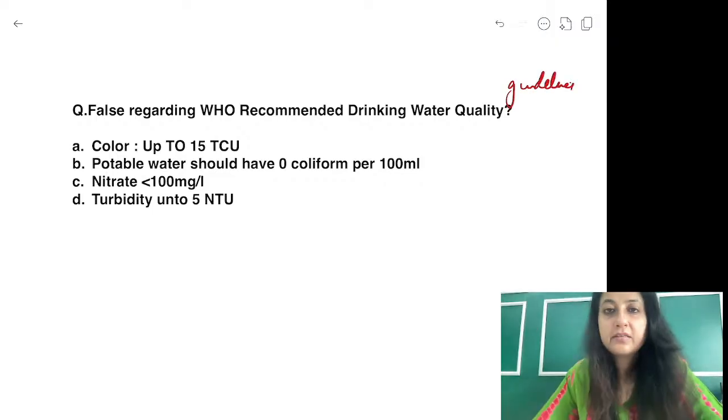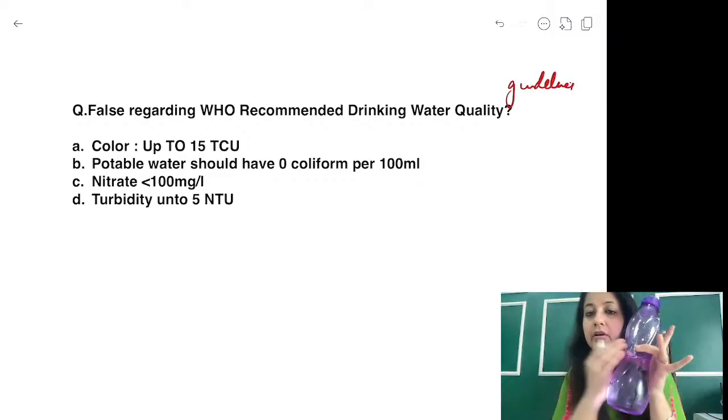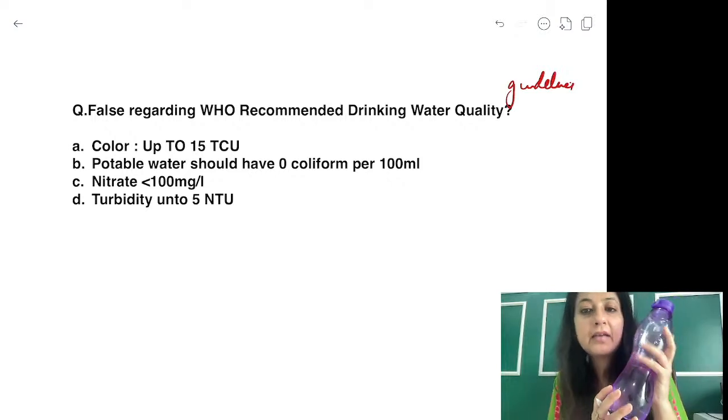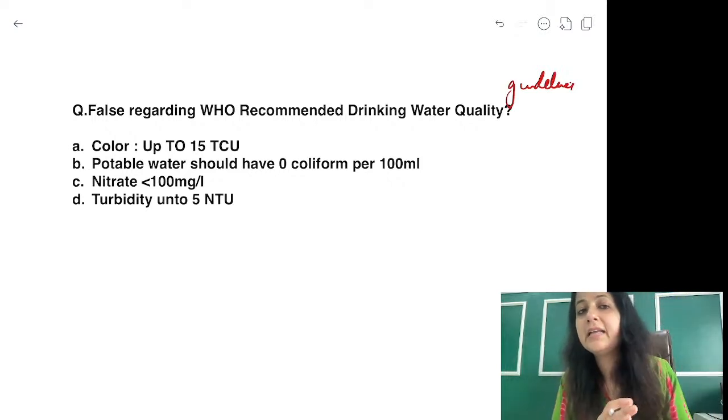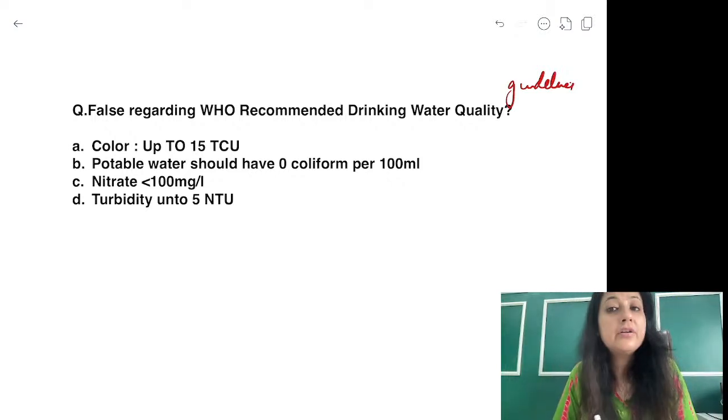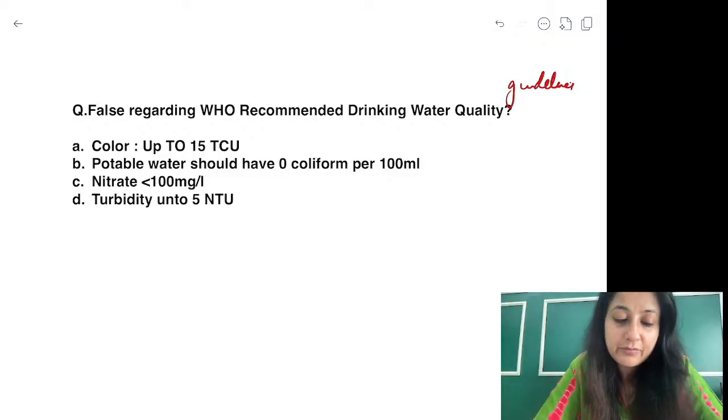Just wanted to discuss a couple of things. Like this is water. According to WHO, what are the recommended drinking water quality guidelines? What all should you see? So here you have to tell me the false statement, guys.